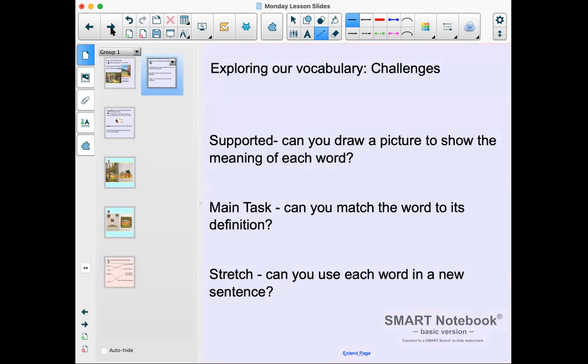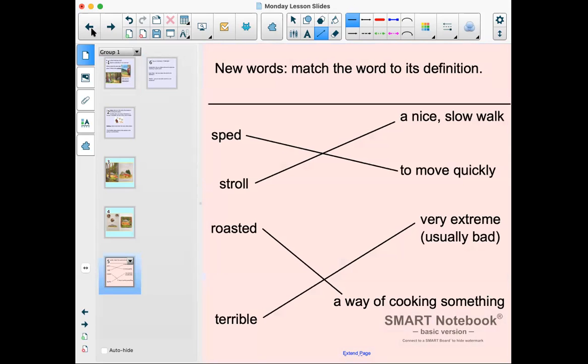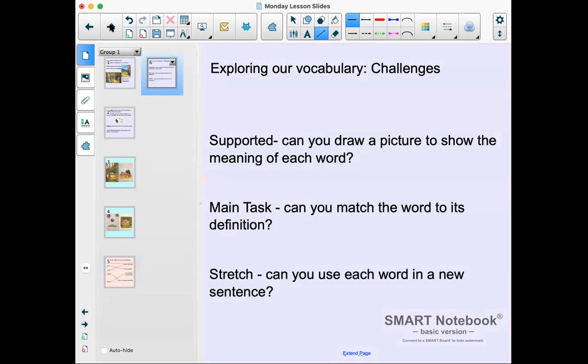All right, now we have some challenges for today. So our supported task, can you draw a picture to show the meaning of each of your new words? So again, back here we have our 4 words, sped, stroll, roasted, and terrible. Can you draw a little picture to show the meaning of each word? That's kind of our first challenge, our beginner challenge. Then our main task is, can you match the word to its definition? So just like we practiced before on the last slide, that's what we have for our quiz today.